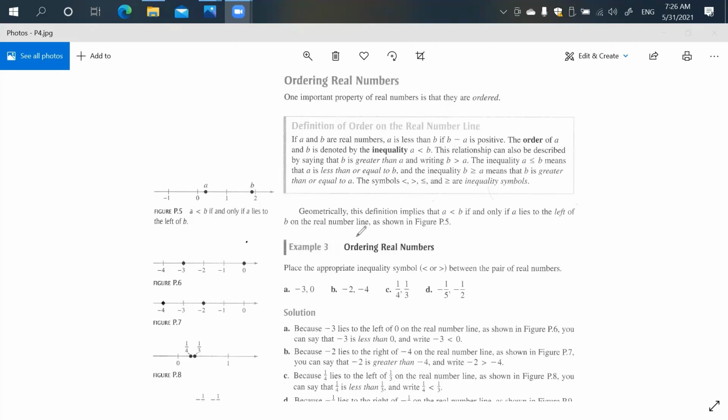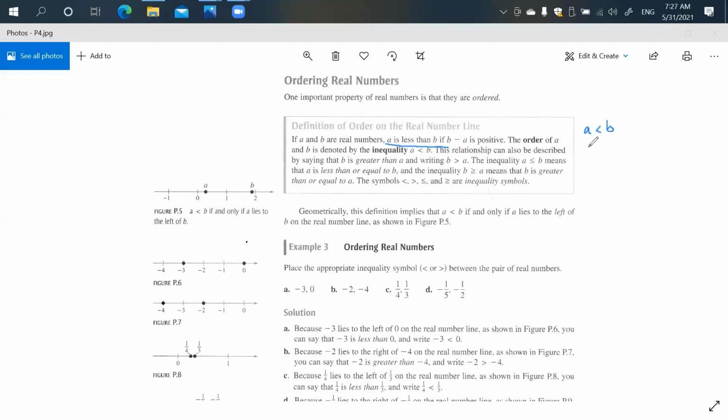Okay, so what does this mean? Say if A and B are real numbers, and if we talk about A is less than B, if we talk about A less than B, where A and B are real numbers, and you want to write it using the mathematical symbol, we will write it down as A less than B.